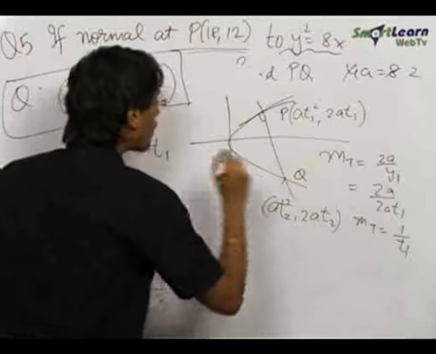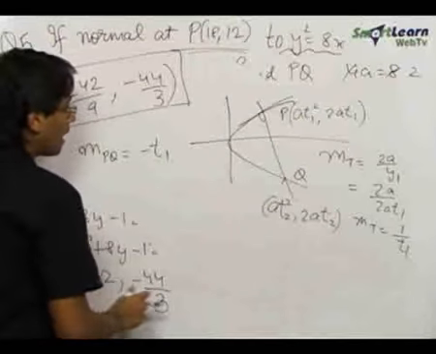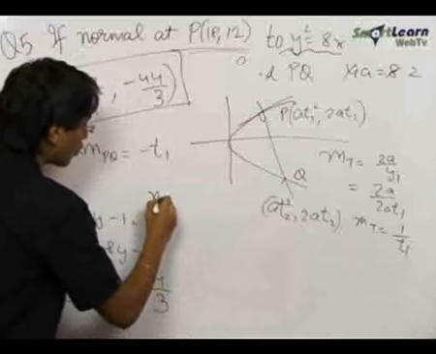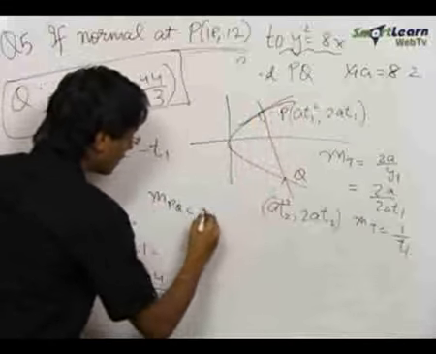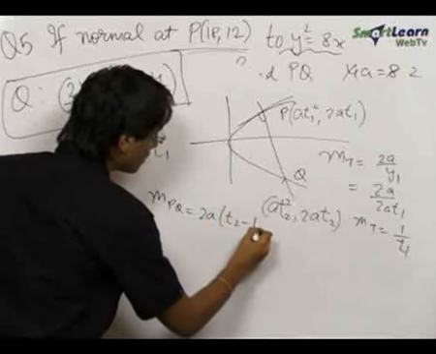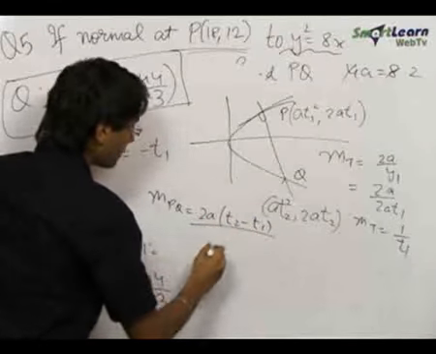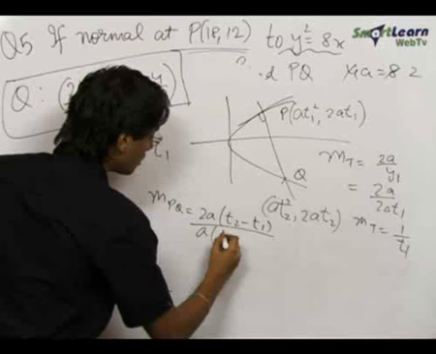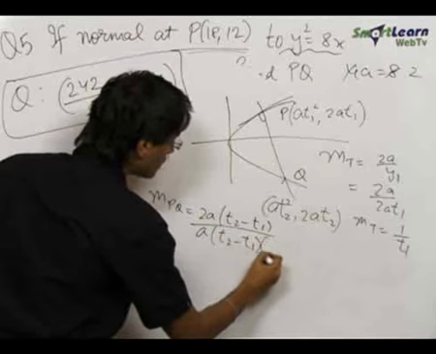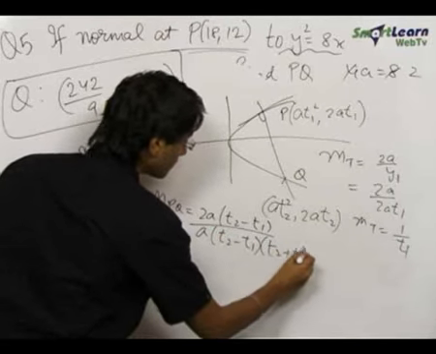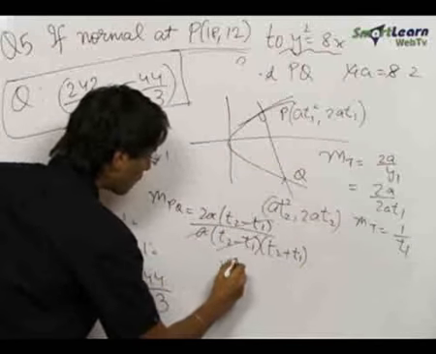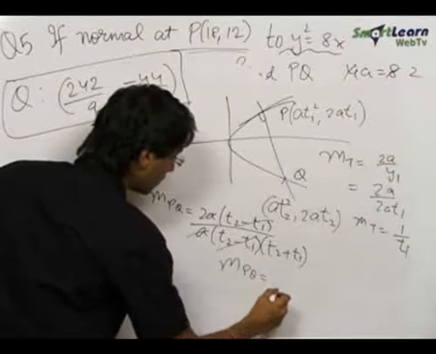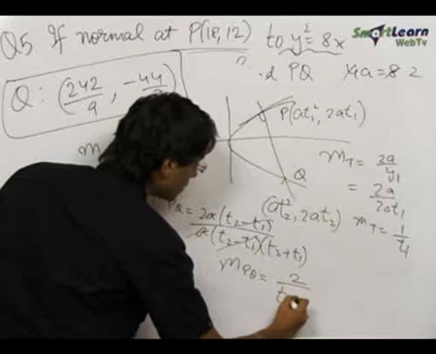Also PQ is acting as the chord for this parabola, and hence we have the two points, and we can get the slope of PQ by the two-point formula, (y2 − y1)/(x2 − x1). This becomes 2a(t2 − t1) / a(t2² − t1²), which is (t2 − t1) into (t2 + t1) in the denominator. So the slope of line PQ also becomes 2/(t2 + t1).